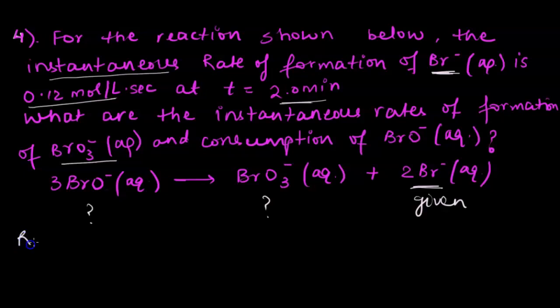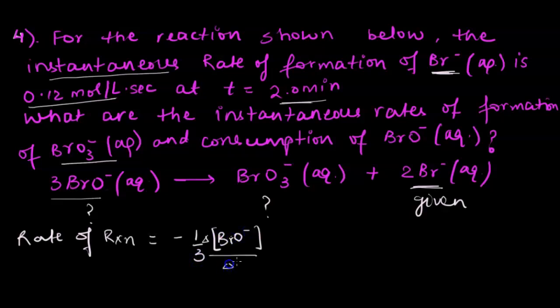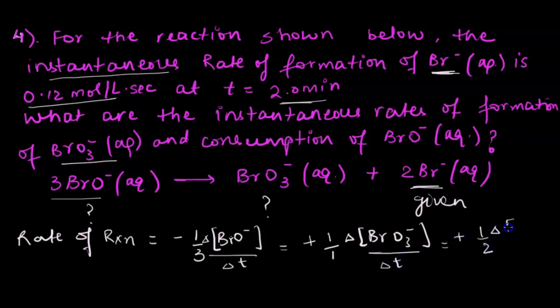We would write down the rate of reaction is equal to, this is your reactant, so we would put negative sign, 1 over 3, we have to divide it by 3. Change in concentration of BrO negative over total time is equal to, this is your product, so we would put plus sign, 1 over no number. We can just leave no number, or we can put it as 1 over 1. Change in concentration of BrO3 negative over total time is equal to plus 1 over 2 change in concentration of Br negative over total time.